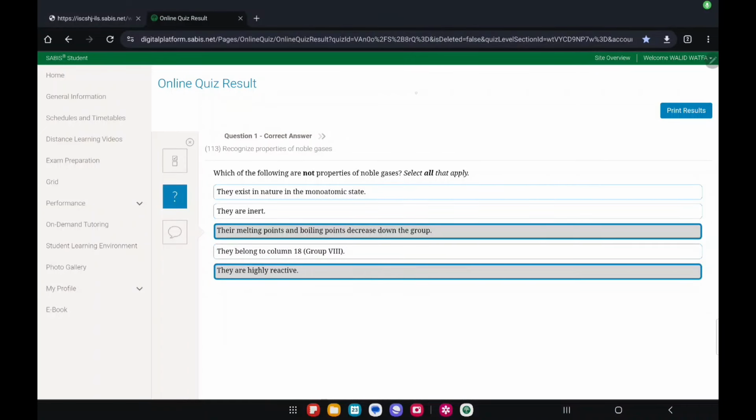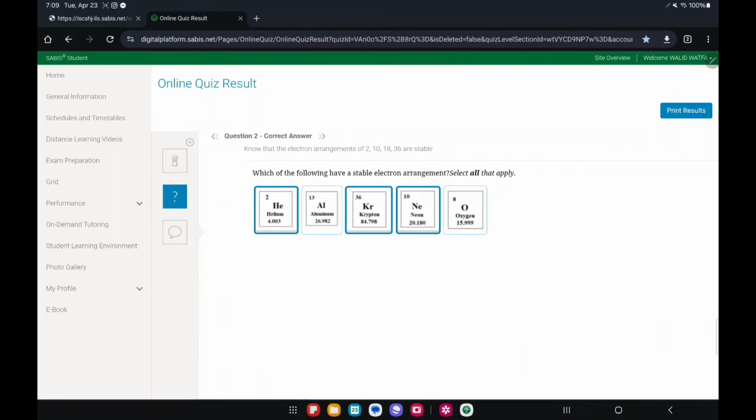Okay, this is term 3 week 2 chemistry AMS. Which of the following, it's very easy, which are not properties of noble gases? Of course, they're monatomic, that's true. Inert, they're true. Column 18, of course, that's true. Do they decrease down the group? Obviously not, it should be increase. And are they highly reactive? Of course not.